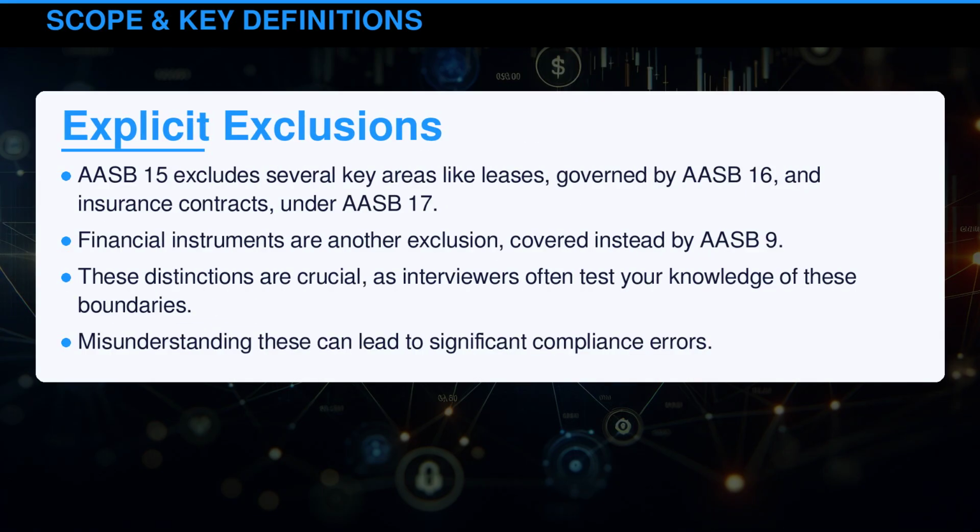AASB 15 excludes several key areas like leases, governed by AASB 16, and insurance contracts, under AASB 17. Financial instruments are another exclusion, covered instead by AASB 9. These distinctions are crucial, as interviewers often test your knowledge of these boundaries. Misunderstanding these can lead to significant compliance errors.